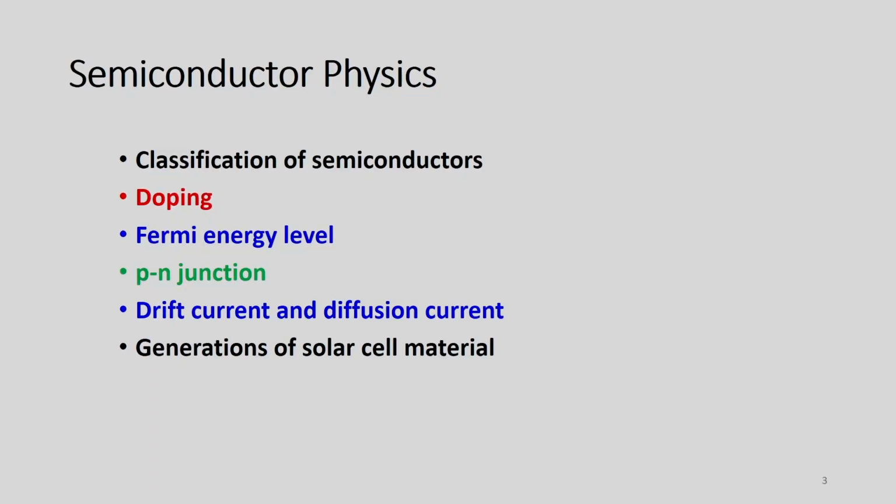Now, come to today's class. So, we will be covering classification of semiconductors, doping, Fermi energy level, p-n junction, drift current and diffusion current, and generation of solar cell material.